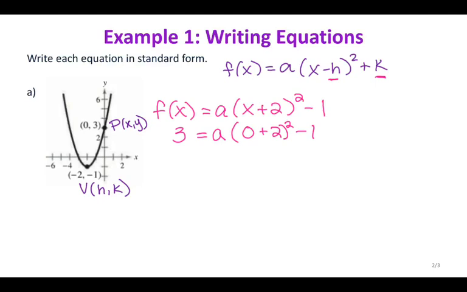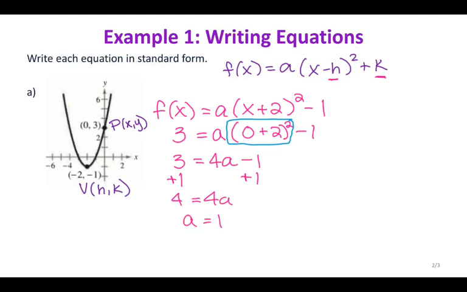Don't forget about order of operations. We're going to simplify this first. So 0 plus 2 is 2. 2 squared is 4. I'm going to rearrange it a bit because usually when we see equations we have the coefficient in front of the variable. So I have 4a minus 1 equals 3. I'm going to continue to solve for a. I'm going to add 1 to both sides. That gives me 4 equals 4a. So a equals 1.